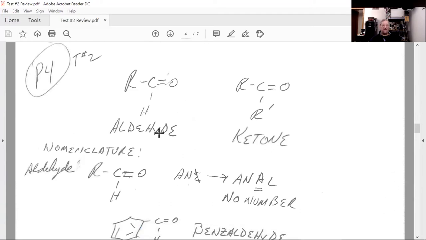Next, I got to talk about one of my favorite areas in organic chemistry, aldehydes and ketones. An aldehyde: carbon double bonded to oxygen with a hydrogen and an R group. A ketone: carbon double bonded to oxygen with an R group and a second R group. That's a ketone. By the way, ketone is not spelled with a Y, even though students like to do that. But good news, I don't take off for those kinds of spelling errors here.